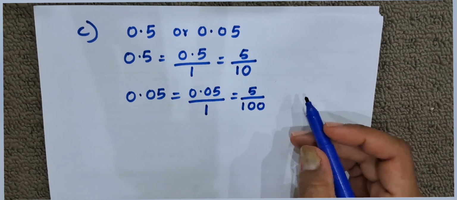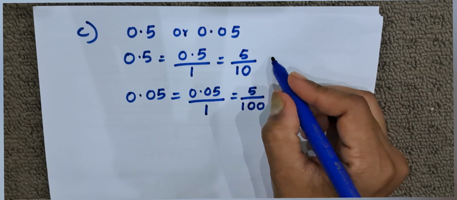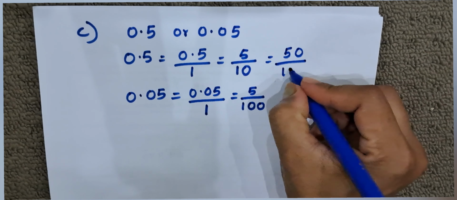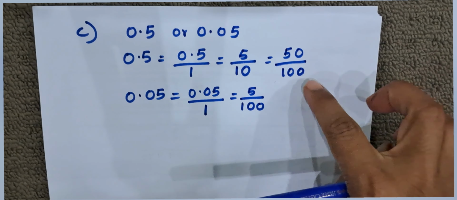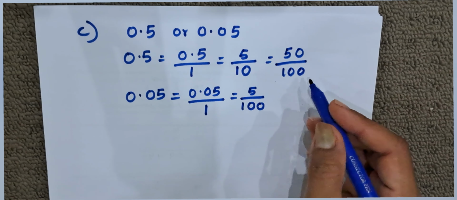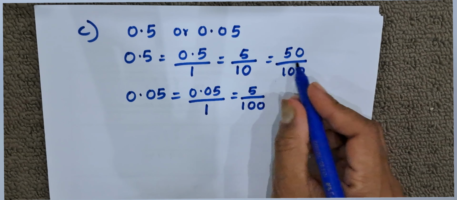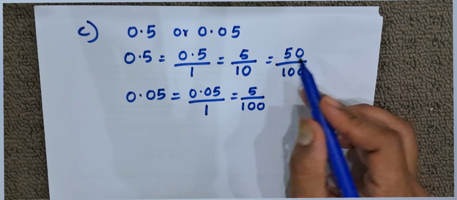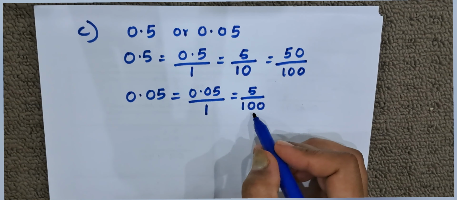So to compare, we will make both the denominators the same. Now 5 upon 10 can also be written as 50 upon 100. So the two decimals have been converted to the same denominator, that is, the denominator is 100. So the first decimal has become 50 upon 100 and the second decimal has become 5 upon 100.